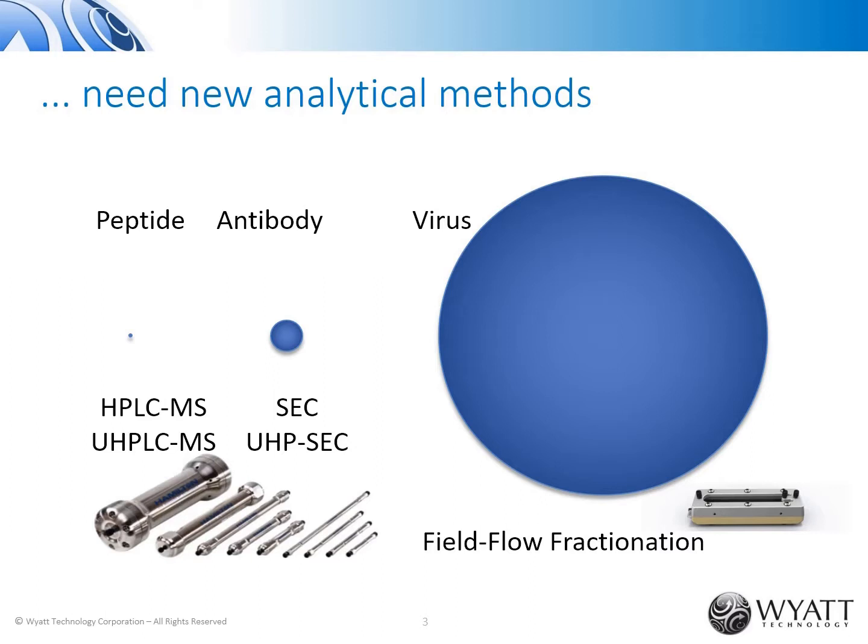FFF is a method that can separate these large structures and, even better, as well smaller structures like antibodies or peptides in the same sample. So what are the advantages of FFF? Let's look at that in more detail.